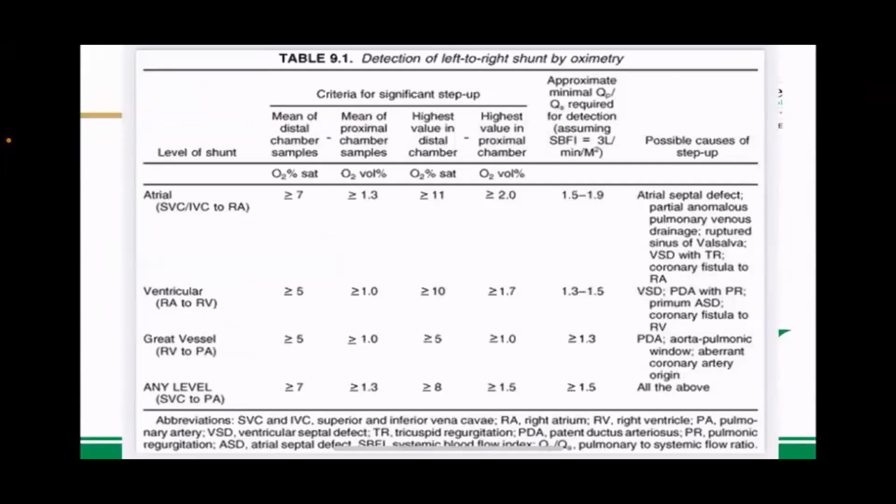So here, this is basically for oxygen saturation. Just the first column is important here: what is the significant step up in the saturation. So for oxygen content, as I said, the significant step up was 2%, 1%, and 0.5%. Here for oxygen saturation at atrial level, more than 7%, at ventricular level from RA to RV.